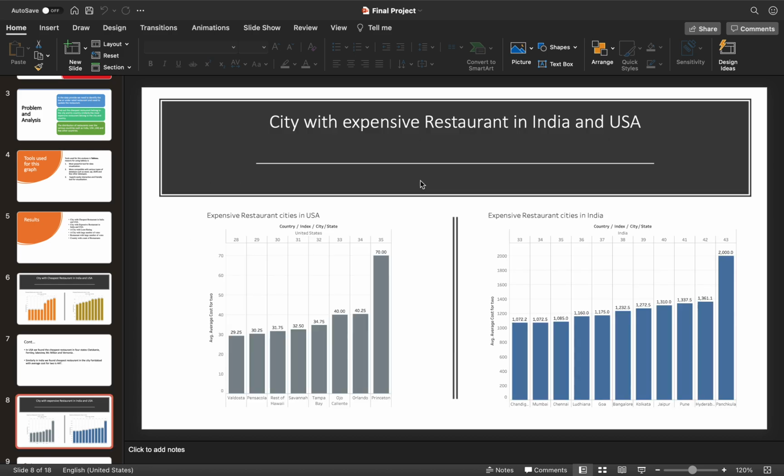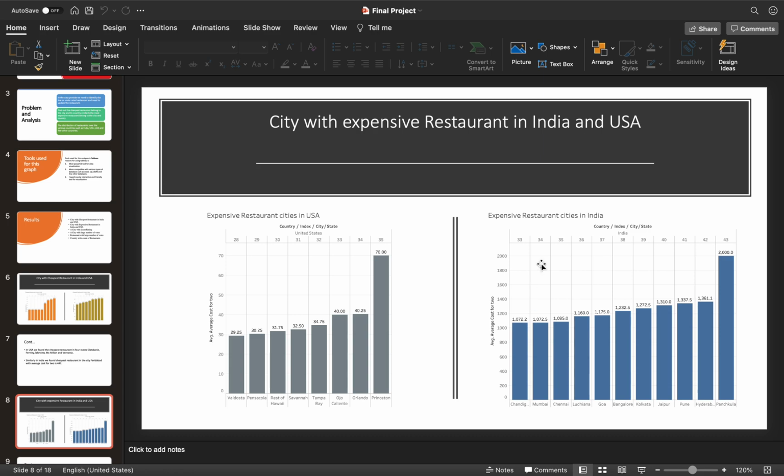Next, expensive restaurants in India and USA. On the left side you have the expensive restaurants in the USA. Here you can see Princeton, where the average cost for two people is $70, followed by Orlando, Ojo, and Callington.